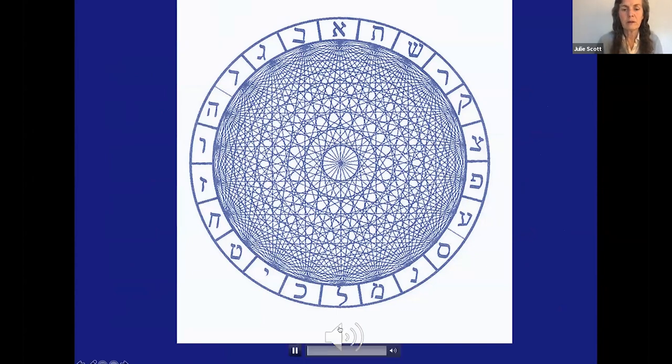Aleph Bet, Aleph Gimel, Aleph Dalet, Aleph He, Aleph Vav, Aleph Zayin, Aleph Het, Aleph Tet, Aleph Yud, Aleph Kaf, Aleph Lamed, Aleph Mem, Aleph Nun, Aleph Samekh, Aleph Ayin, Aleph Pei, Aleph Tzadi, Aleph Kuf, Aleph Resh, Aleph Shin, Aleph Tav.